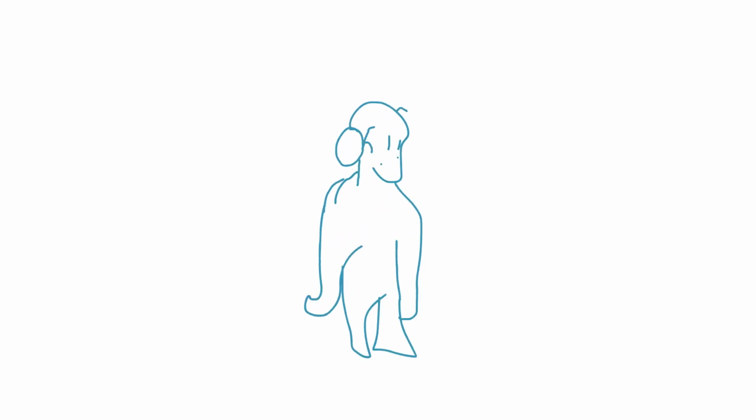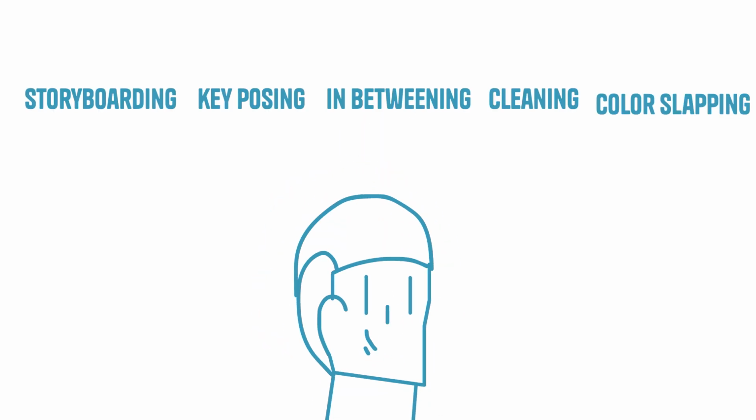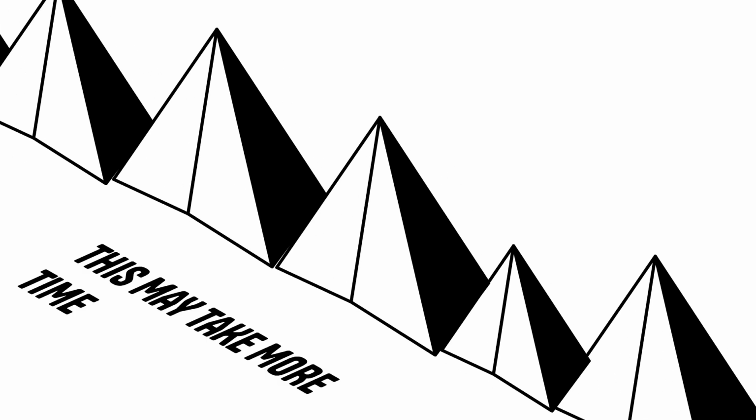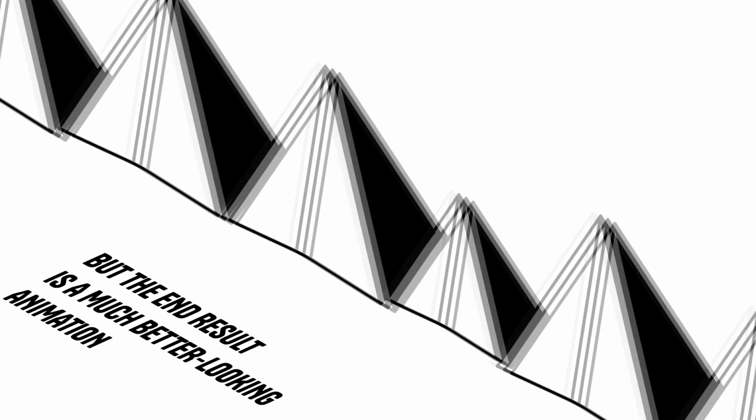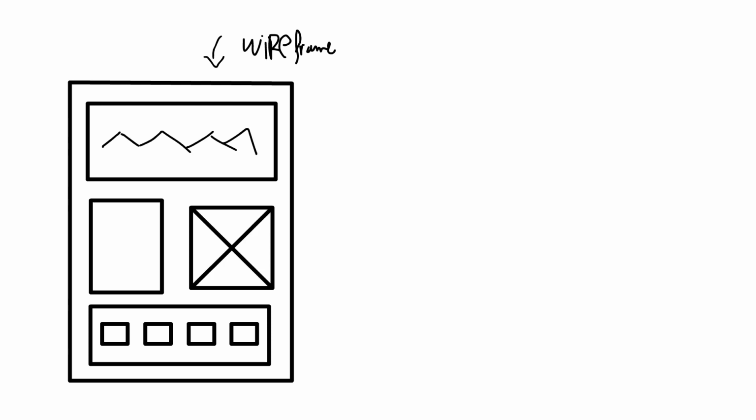In animation, for example, the frames are not typically drawn directly. Instead, a process is followed to ensure accuracy and to make the animation easier to draw. This may take more time, but the end result is a much better-looking animation. Similarly, when designing a website, it's much easier to fix the wireframe rather than the code. That's why it's recommended to edit the design and the wireframe directly rather than editing it in the code. This approach can save a lot of time and effort in the long run.